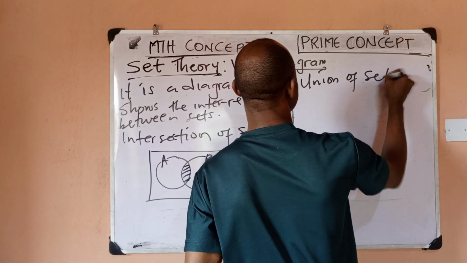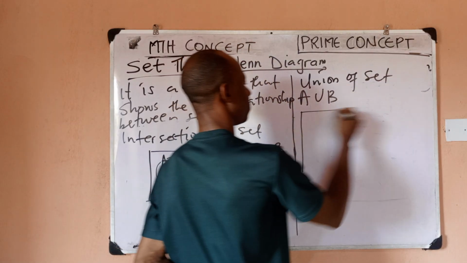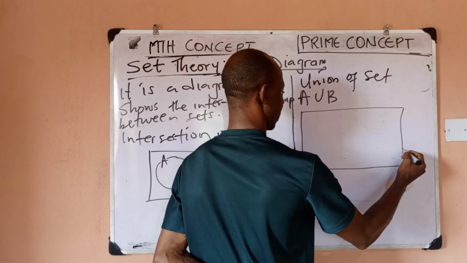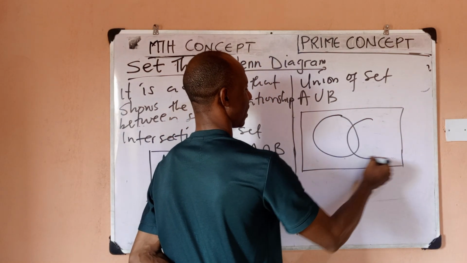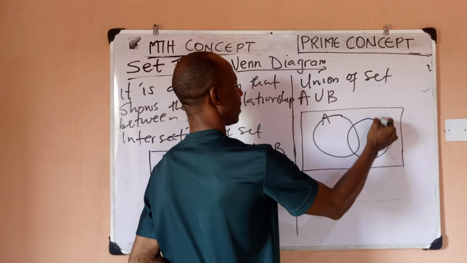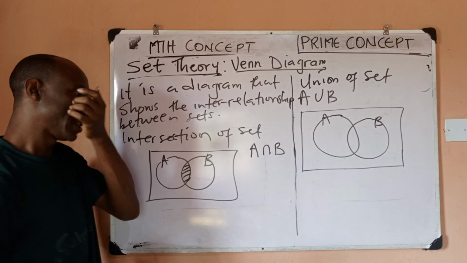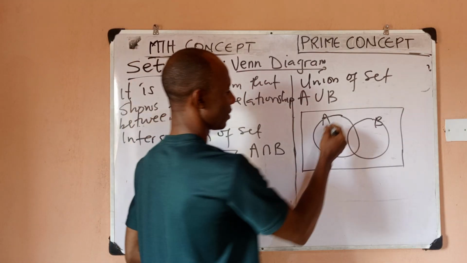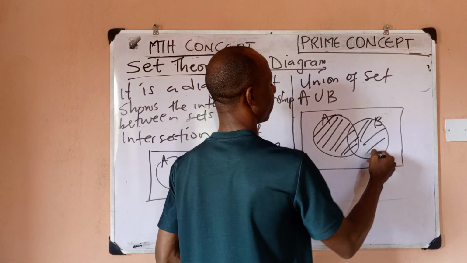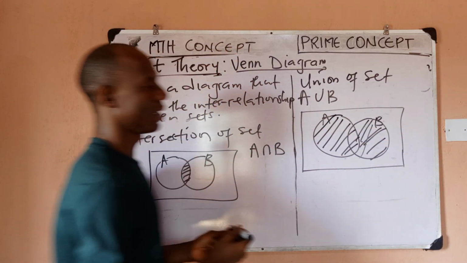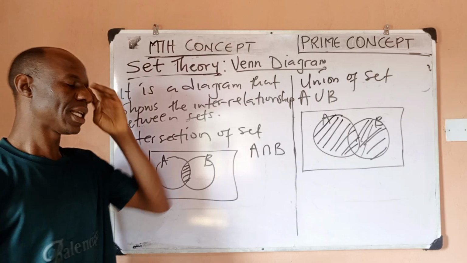So quickly I want to look at union of sets, which is denoted as this. So it's going to be a diagram this way. I have this, say this is A and this is B. The union is going to be shading everything, because union means combining all the elements of A and what? B. So the union is going to be obtained by shading everything.